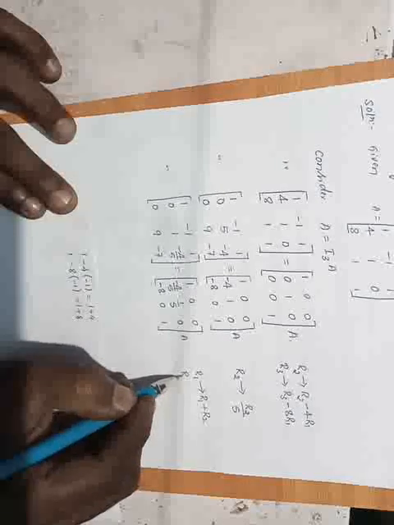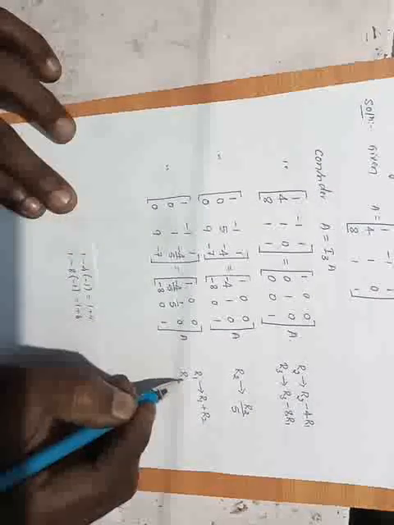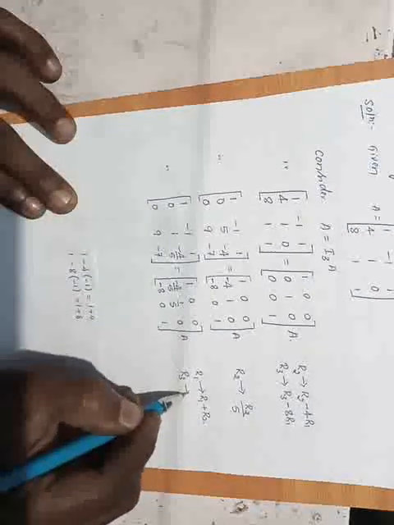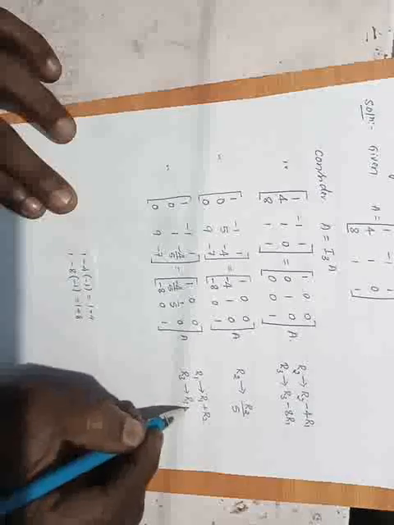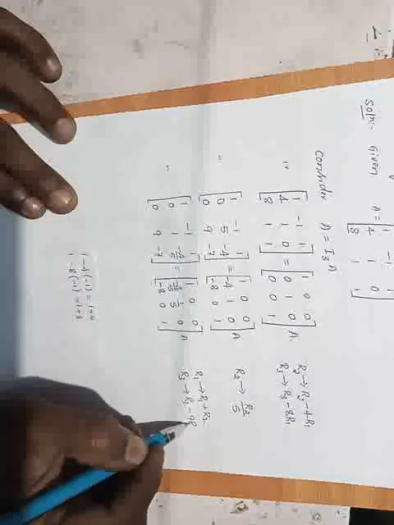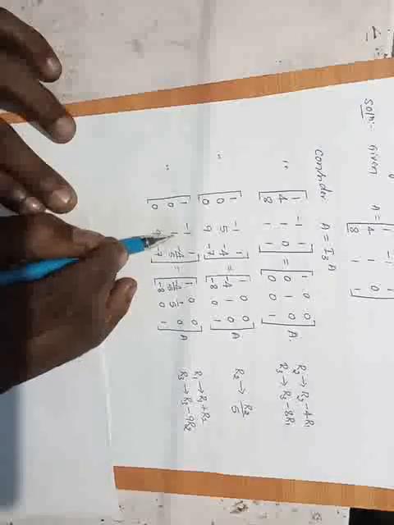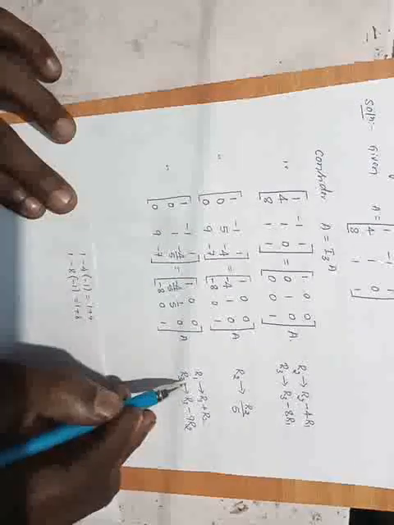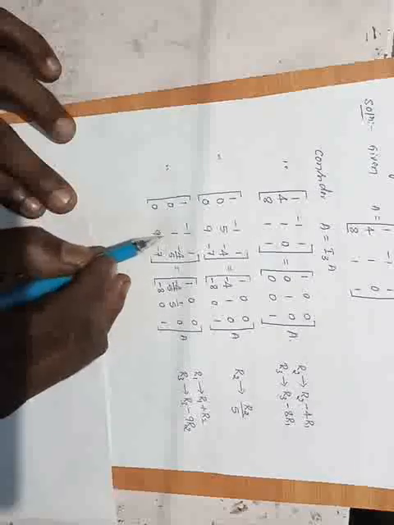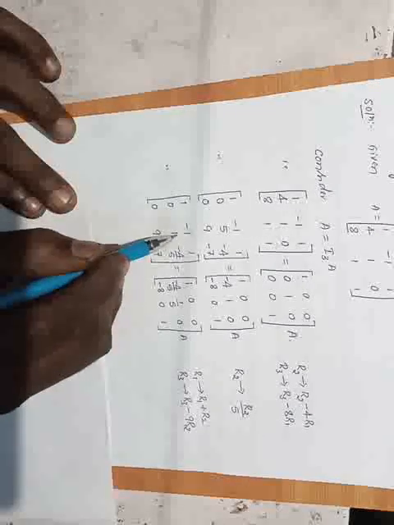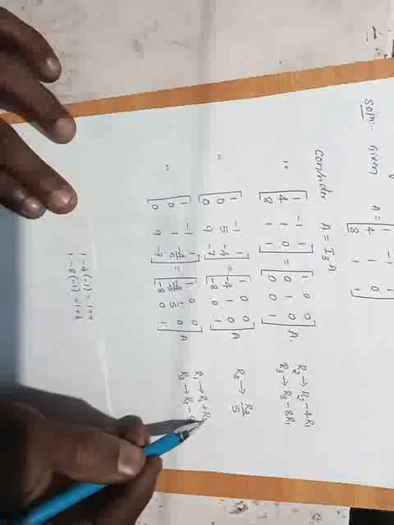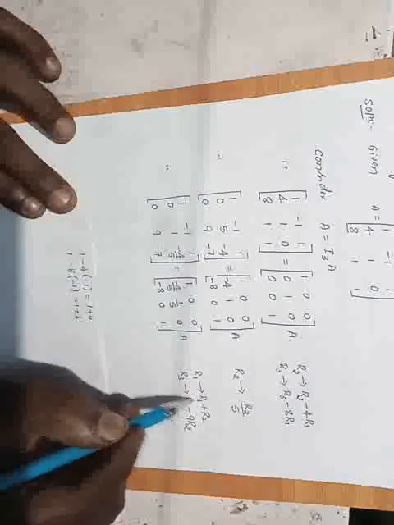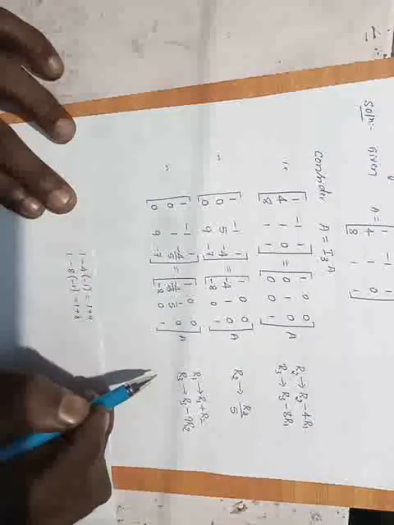Next, I have to change R3. R3 changes to R3 minus 9 into R2. Am I right? You multiply the second row by 9 and subtract it from this one. You see, I am making the elements below and above the leading entry of the second row zero. Therefore, I keep R2 as R2, R1 as R1, R3 as R3. Is that okay?